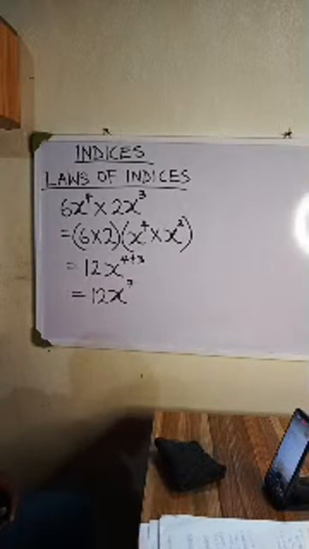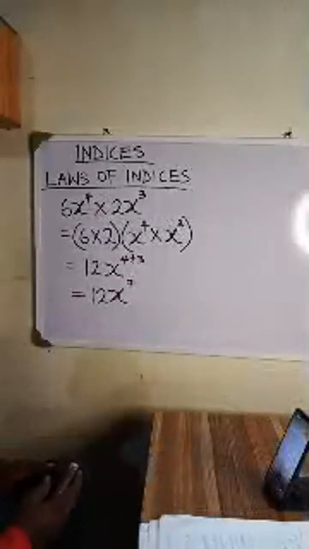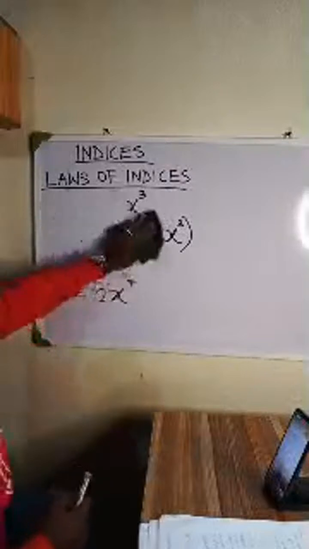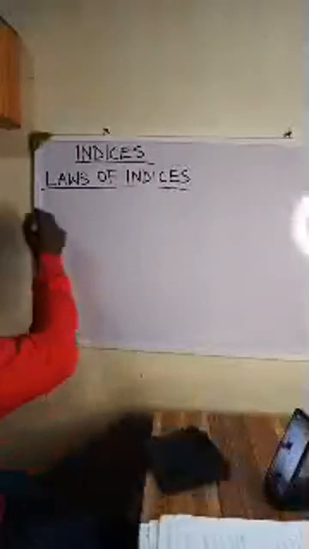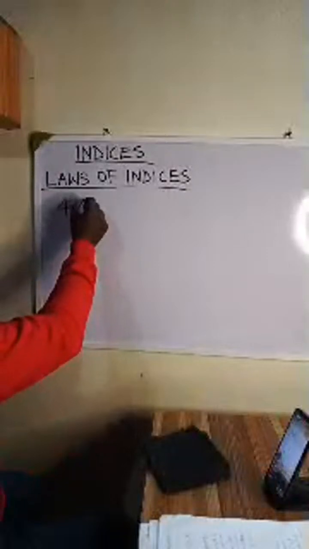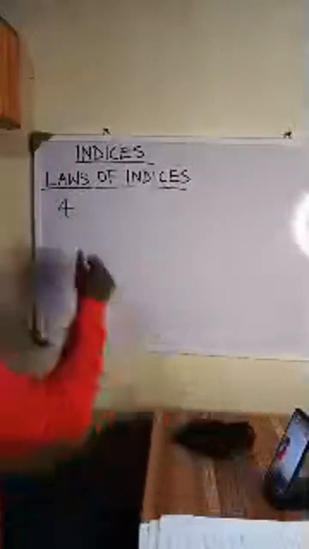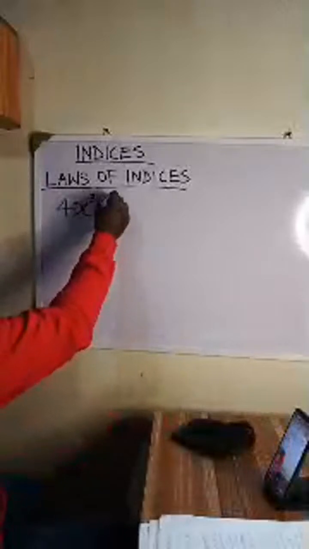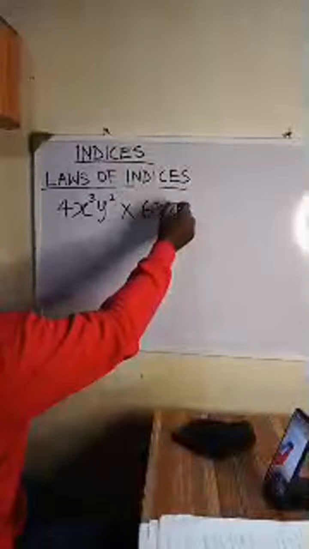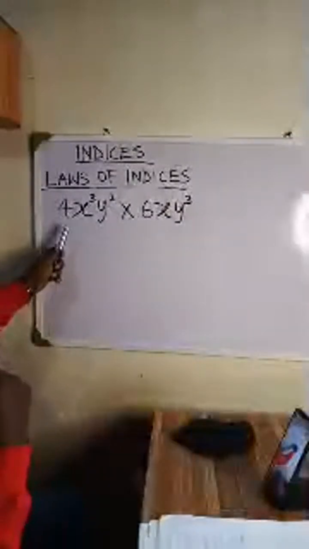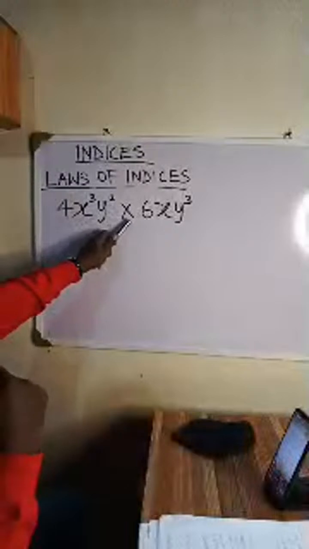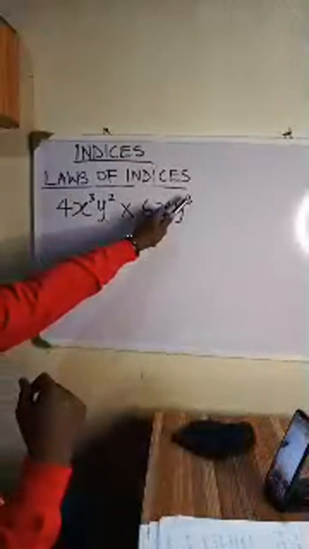So let's look at another example. So if you have a situation like this, 4x to the power of 3, y to the power of 2 times 6x, y to the power of 3.